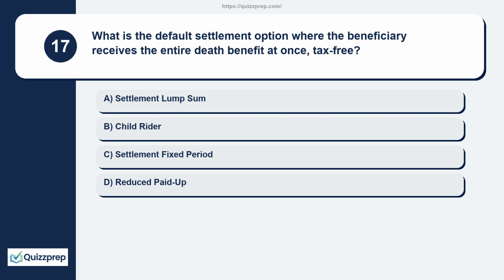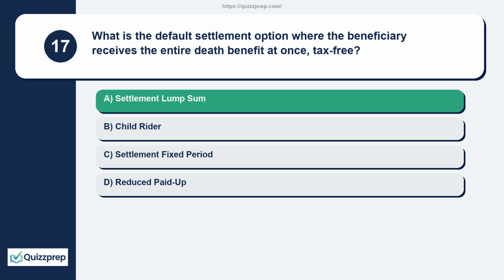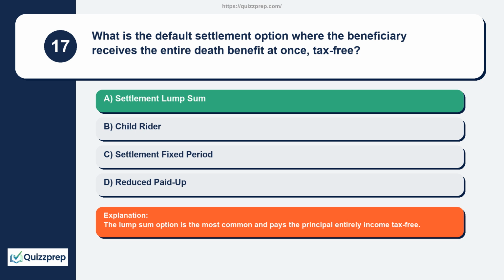Question 17. What is the default settlement option where the beneficiary receives the entire death benefit at once, tax-free? Settlement lump sum, child rider, settlement fixed period, reduced paid up. The lump sum option is the most common and pays the principal entirely income tax-free.